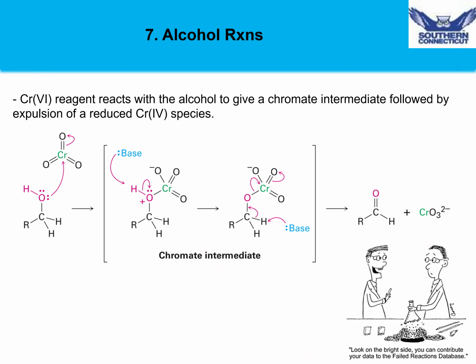Here's a look at the mechanism in a very simplistic form where the alcohol will attack chromium trioxide, the chromium in particular. It will lead to breaking this bond here. And then in a second step, a base will remove the hydrogen from the alcohol. And then a second equivalent of base will remove a hydrogen from the carbon that is attached directly to what used to be the alcohol oxygen. And in the process, we eliminate the chromium reagent.